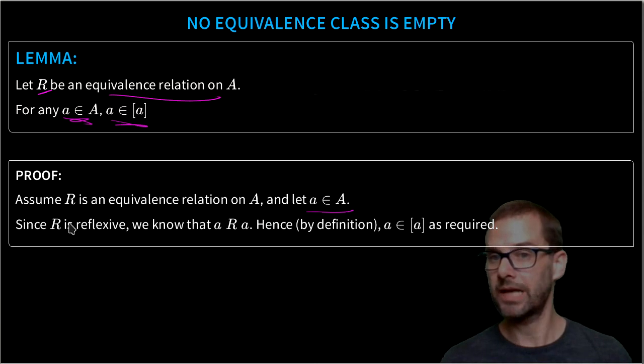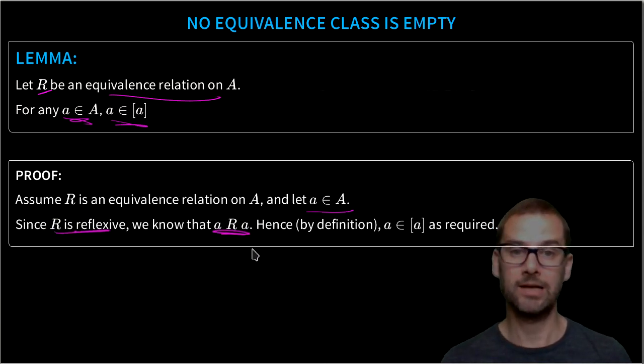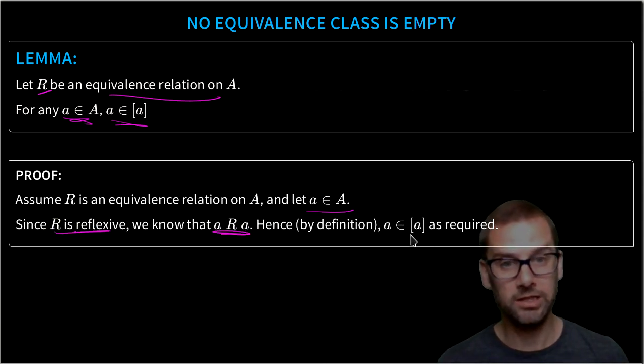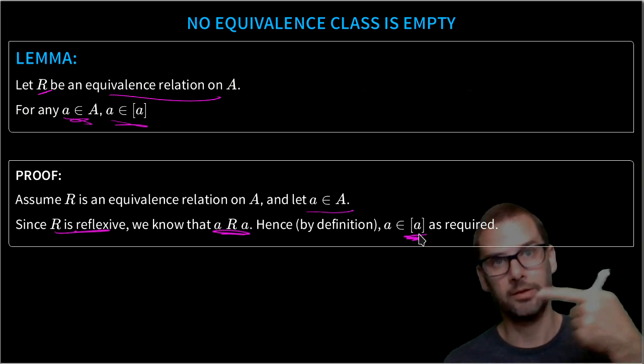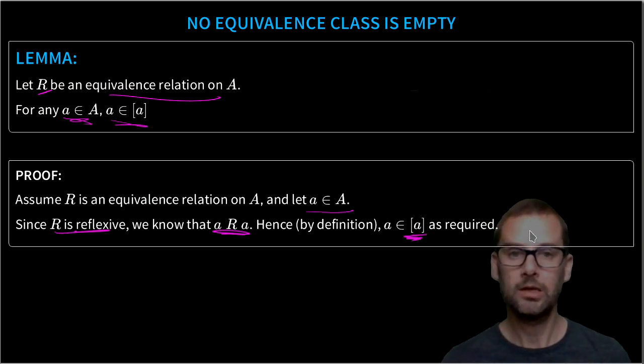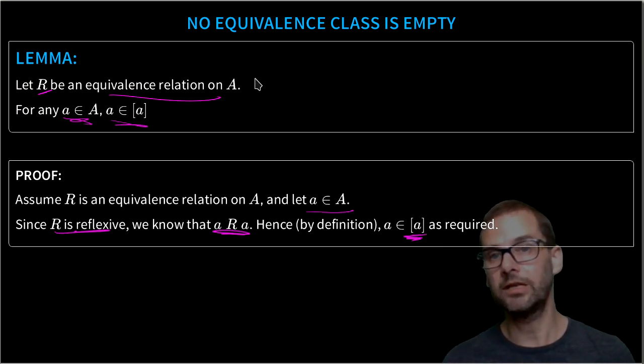So the proof of this: well, let R be an equivalence relation on A and pick out a from A. Since R is reflexive, we know that a R a, and so by the definition of this equivalence class, back on the previous slide, which you can flip back to, a is in its equivalence class, as required. So we know that every single equivalence class has at least one element.